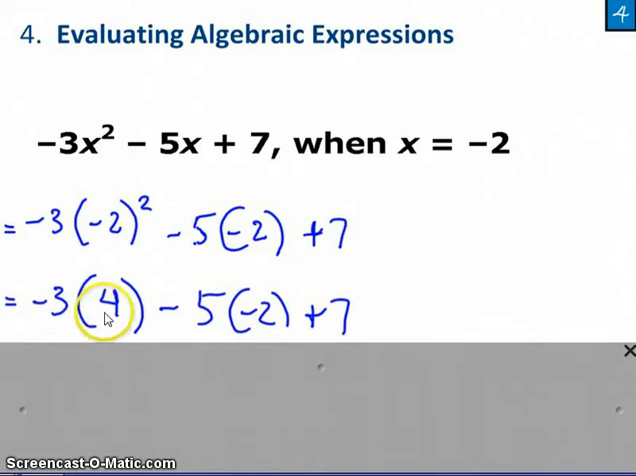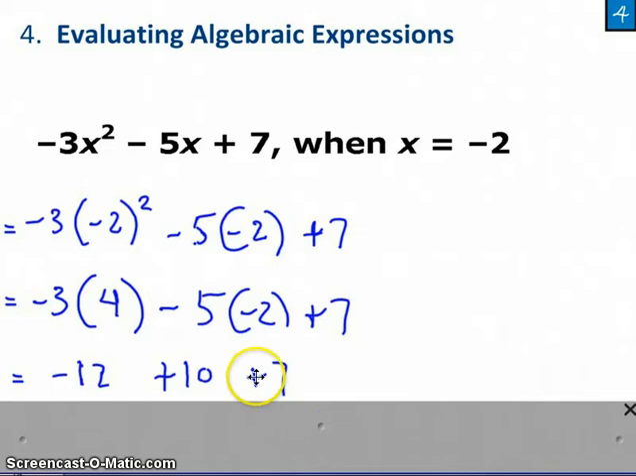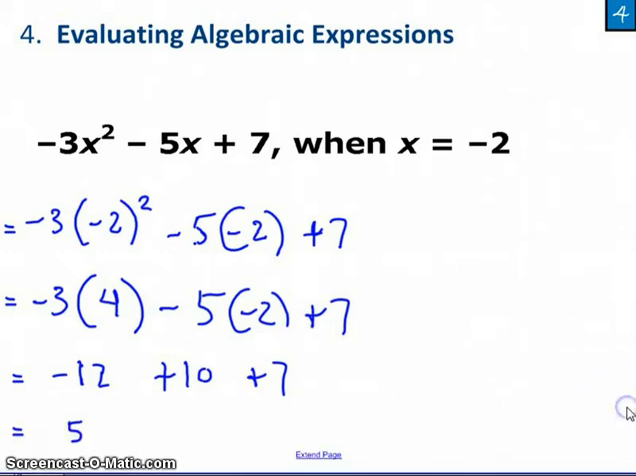So I've got -3 times 4 minus 5 times -2 plus 7. As I say, that's -12. That's going to become +10. -12 and +10, and I don't have anything that I have to do yet with the 7 because addition and subtraction come last. Now it's just a matter of cleaning these up. And you should come out with the answer of 5 for this string of 3 terms.